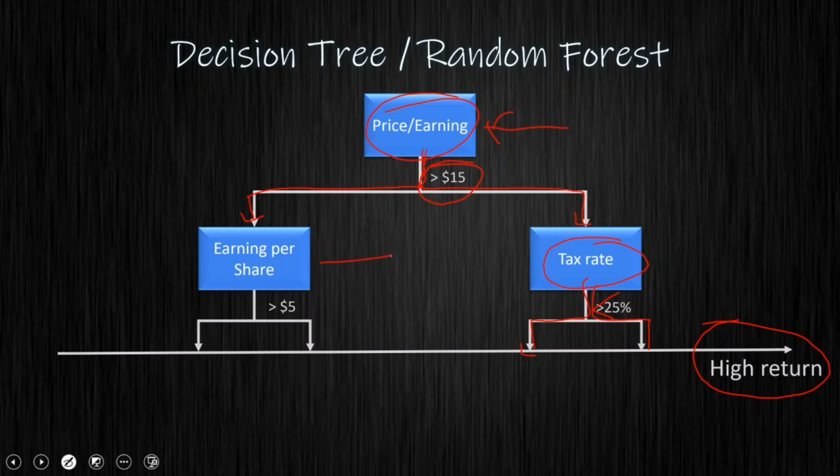another kind of multiple that will be evaluated by the decision tree. So for instance, let's say the decision tree says that earnings per share is a good feature to estimate the return. This will be used by the decision tree, and it will split the data again. So if we have earnings per share above $5, then we have high return, and if it's below, then we have low return.